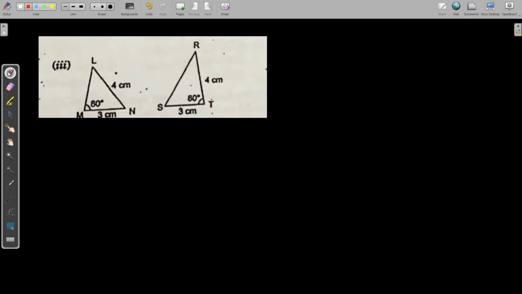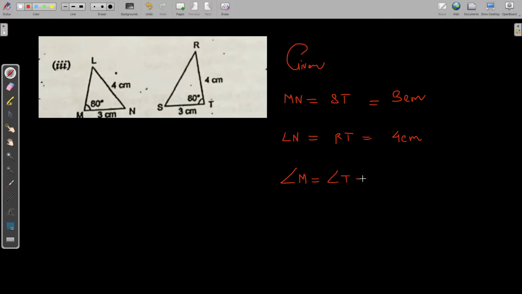So here we have two triangles, LMN and STR. First, what we're going to do, we will write what's given. So given MN is equal to what? ST. Why? Because both are 3 centimeters. After that, given LN is equal to what? RT, which is how much? 4 centimeters. Again, it's quite similar to the previous question. We got two sides. We need either one more side or one more angle. See, one angle is given over here. So given angle M is equal to angle T, which is how much?